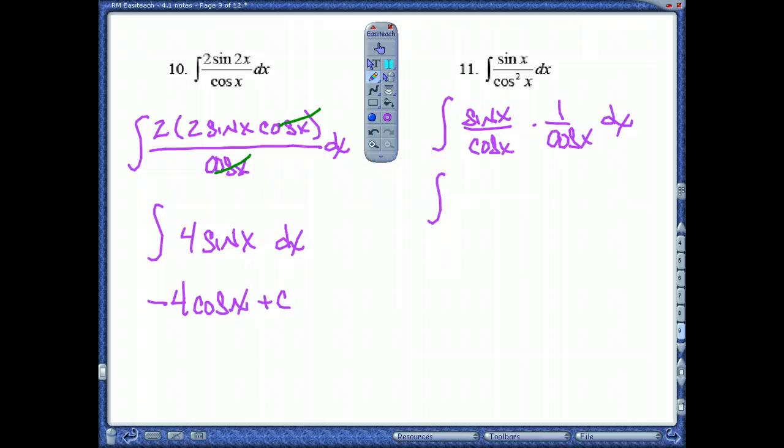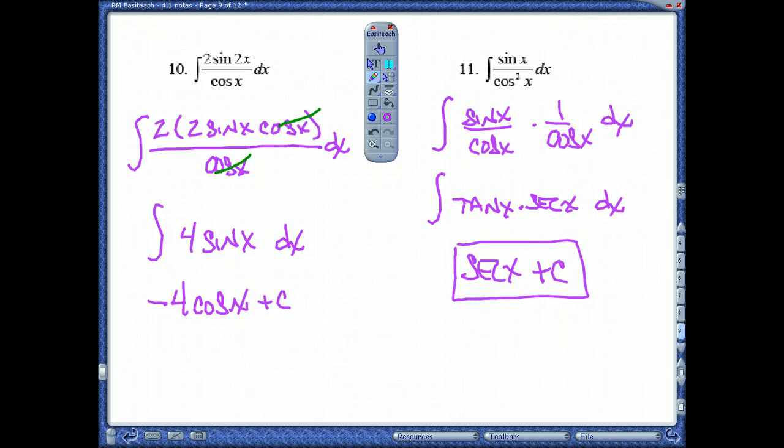By splitting it up, sine over cosine is tangent of x. Kind of merge those. Tangent of x. 1 over cosine is secant. And look at that. We have secant tangent, which we know how to integrate. That's secant. Now you can see how incredibly tricky these trig functions are going to be.